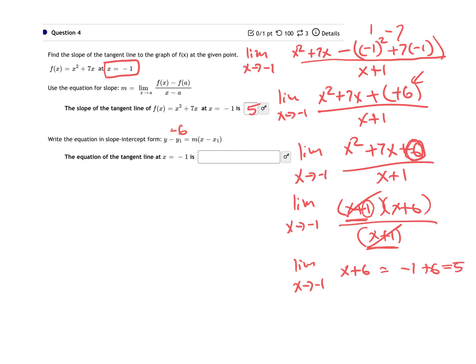So that means my slope is 5. So I have that, and then I have my x value from the given, so that's going to be -1. So we have y minus a -6, which is y plus 6, equals my slope, which is 5, times x minus a -1, so that would be x plus 1.